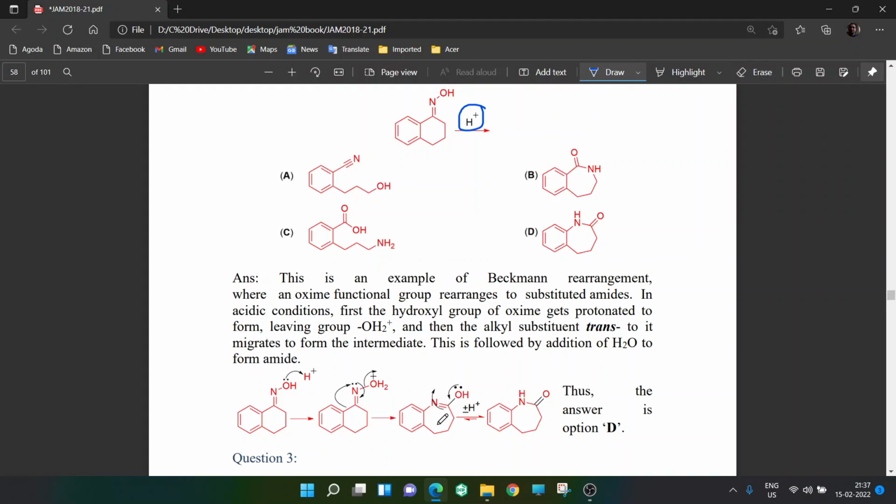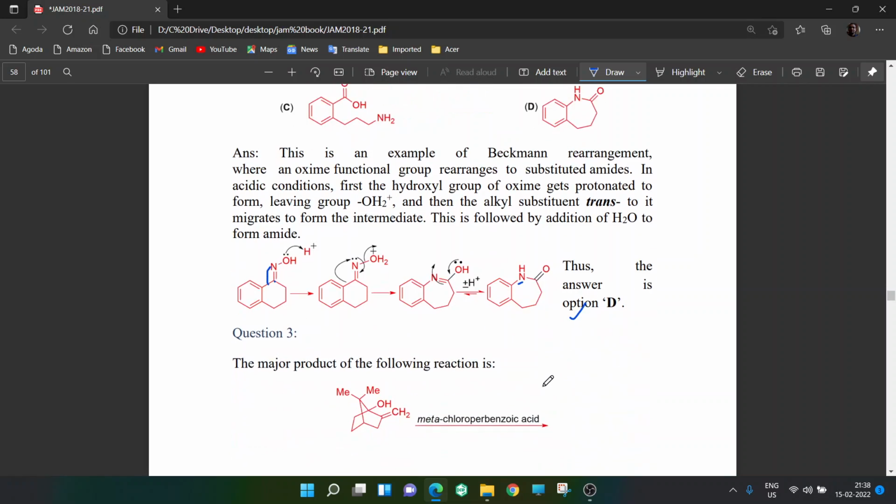So please remember what has happened is trans moved. Because trans moved, the bond whichever is moving on that nitrogen is there, and on the neighboring carbon you get C double bond O. Every time you don't have much time when you're writing a competitive examination, so you have to be fast. You can't write the mechanism every time. So just see whichever is trans, that will get attached to nitrogen, and the neighboring carbon gets C double bond O, right? So option D is the correct answer.